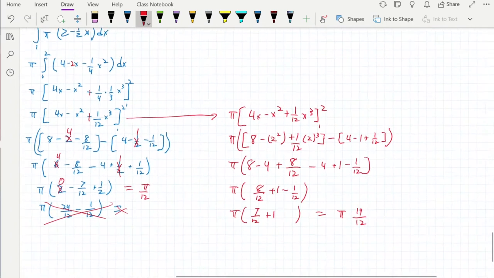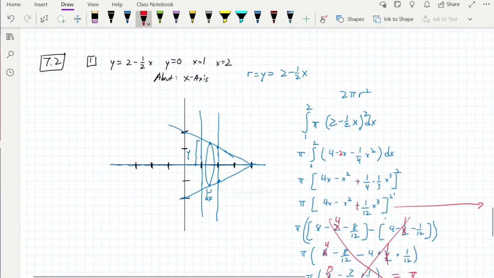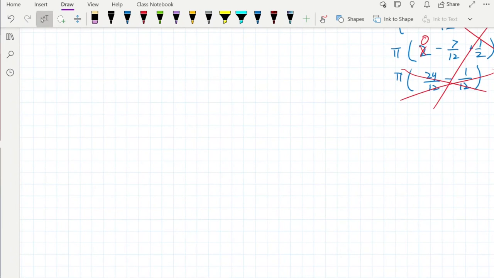Okay. So I guess on to the next one, which will be number 3. Yep. And that did it in red. Select.